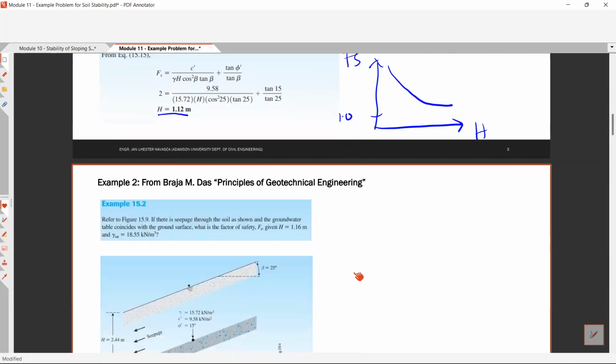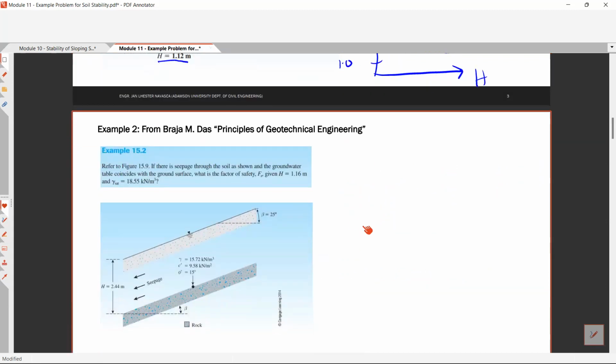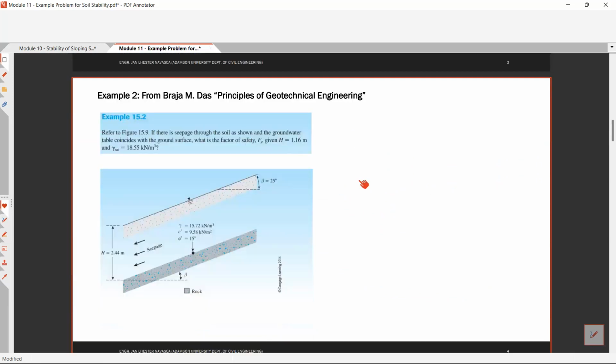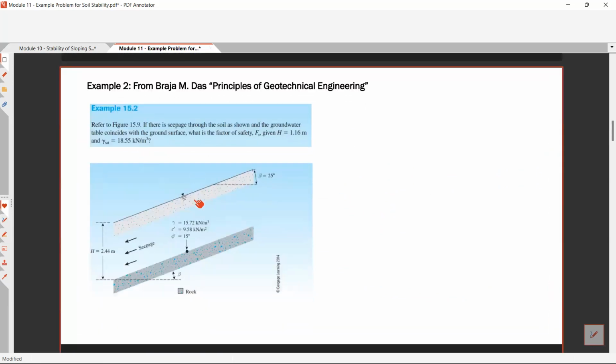Okay. So example problem 2 from the book of Braja M. Das, Principles of Geotechnical Engineering. Okay, let us recall this problem 15.9. If there is seepage through the soil, as shown, with the groundwater table coinciding with the ground surface, what is the factor of safety now if your H is equal to 1.16 meters and your gamma saturated is equal to 18.55 kilonewton per cubic meter. So this time we are now considering seepage in the soil.